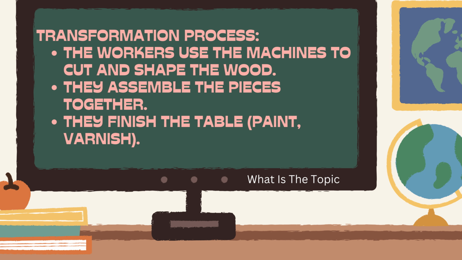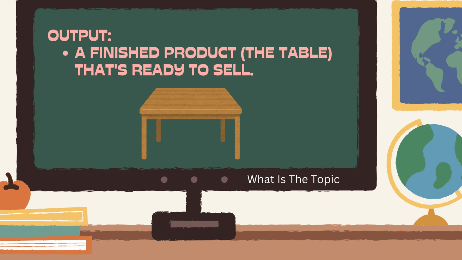In the transformation process, the workers use the machines to cut and shape the wood. They assemble the pieces together. They will paint it and finish the table. The output is a table that's ready to sell.